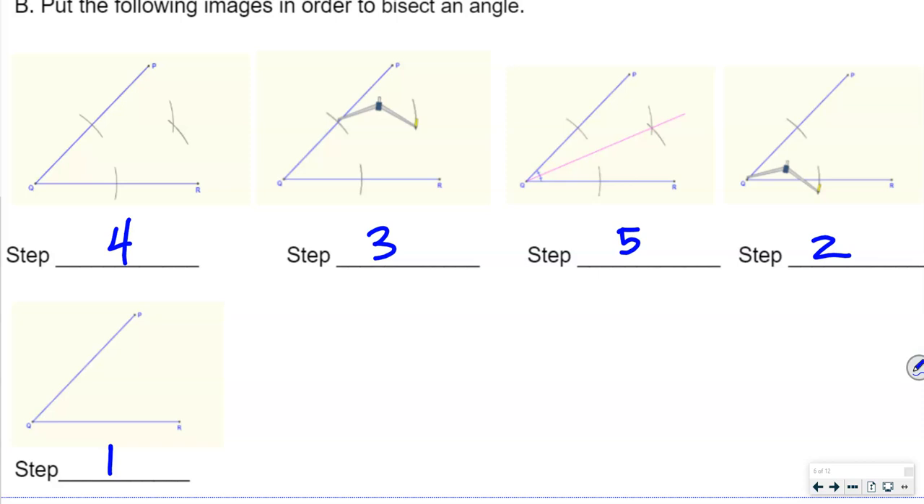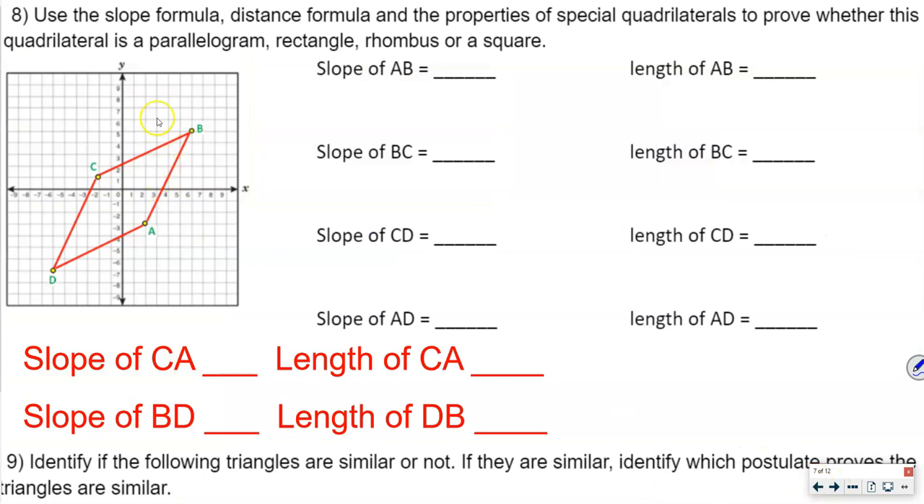And obviously our last step was step 5, where the angles actually bisected. All right, so this next one says, use the slope formula, distance formula, and properties of special quadrilaterals to prove whether this shape is a parallelogram, a rectangle, rhombus, or a square. Okay, so this is what we're going to do.